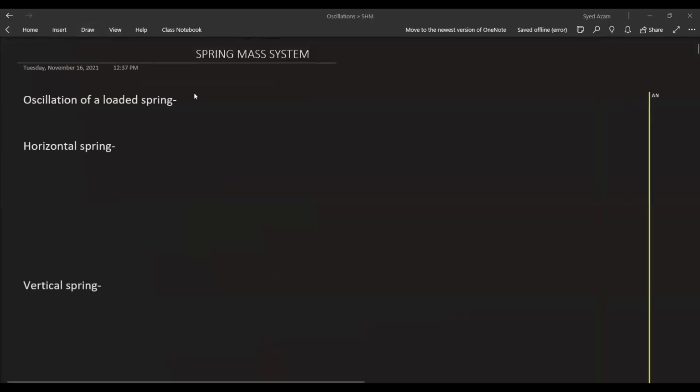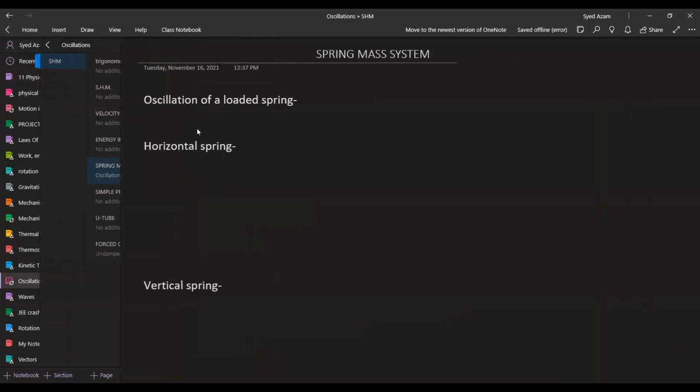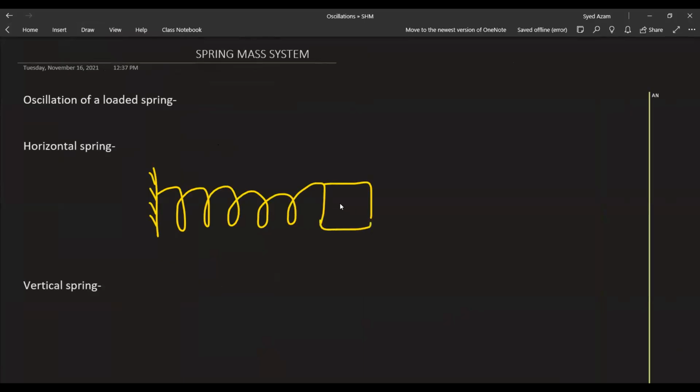Okay, class, now two systems are there in your syllabus. Spring mass system and simple pendulum system. So first, let us see the spring mass system. Two arrangements like this. See, a horizontal spring can be there. This is the spring with this mass.